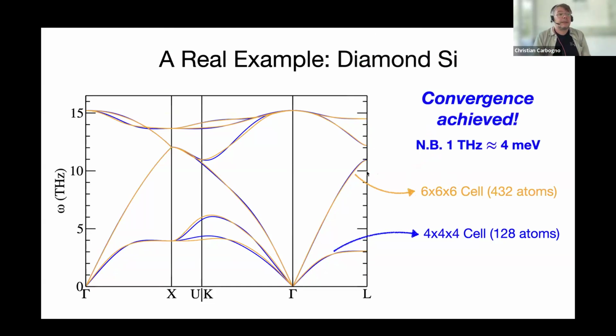So just to remember a little bit, look at this kind of plot. Here we're looking at the frequency in terahertz, but 1 terahertz is 4 meV. So the actual differences you observe here are really, really minute. So we're really close in convergence here and get a very nicely converged result.